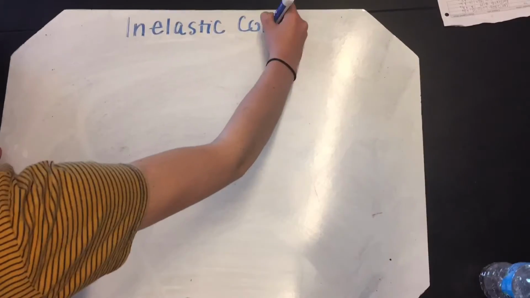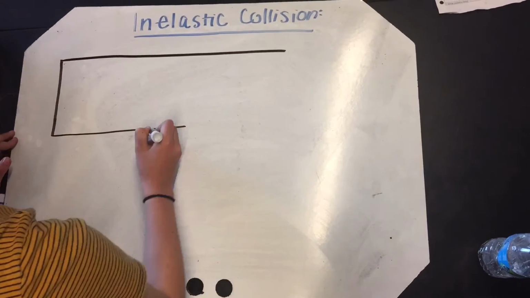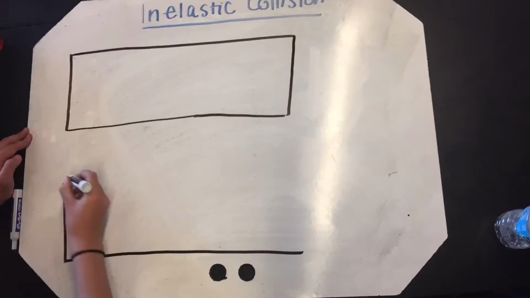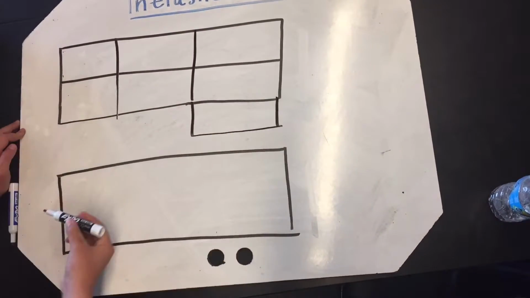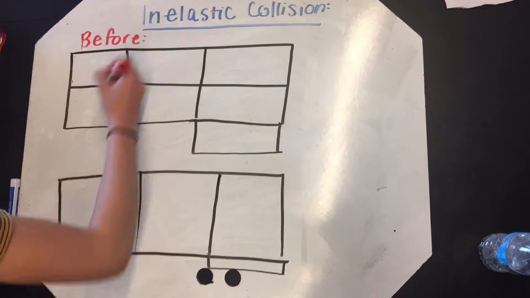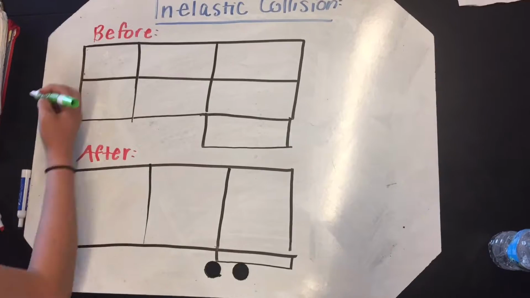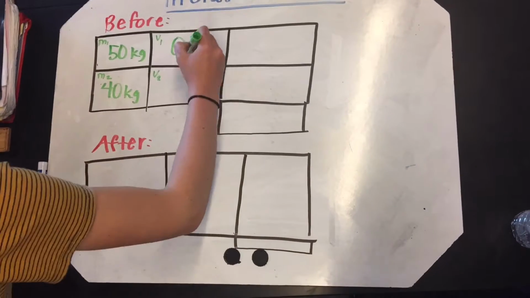Before this collision, person A has a mass of 50 kilograms, a velocity of 0 meters per second, and a momentum of 0 kilograms times meters per second. Person B has a mass of 40 kilograms, a velocity of 5 meters per second, and a momentum of 200 kilograms times meters per second. Their total momentum is 200 kilograms times meters per second.